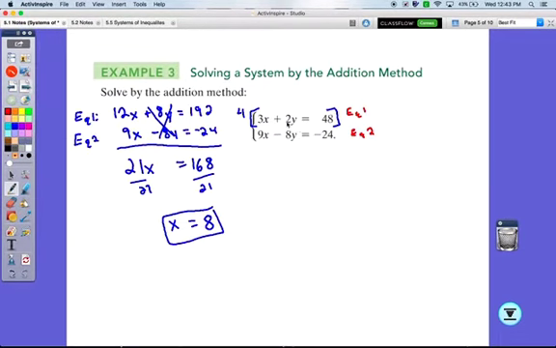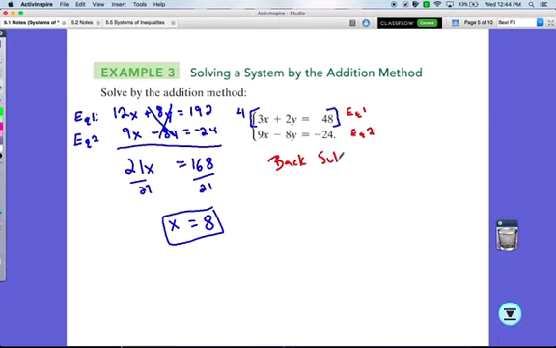Okay, so see how that worked out. I multiplied one of the equations, or it could be possibly both, so that one of the variables' coefficients match up except opposite signs. That left me with an easy equation to work out. Now I'm going to back substitute.